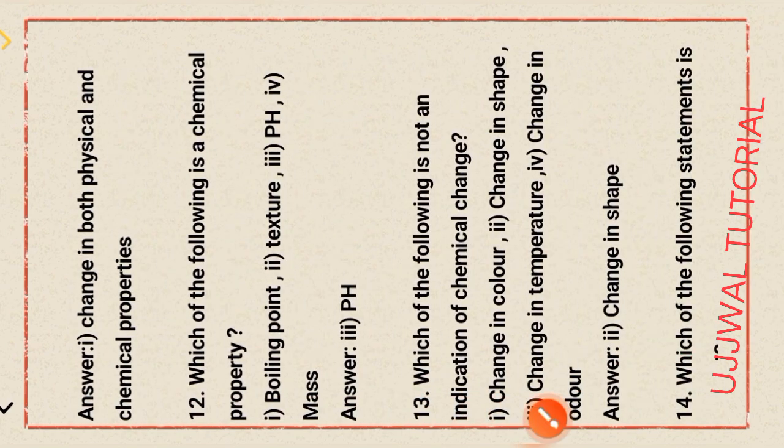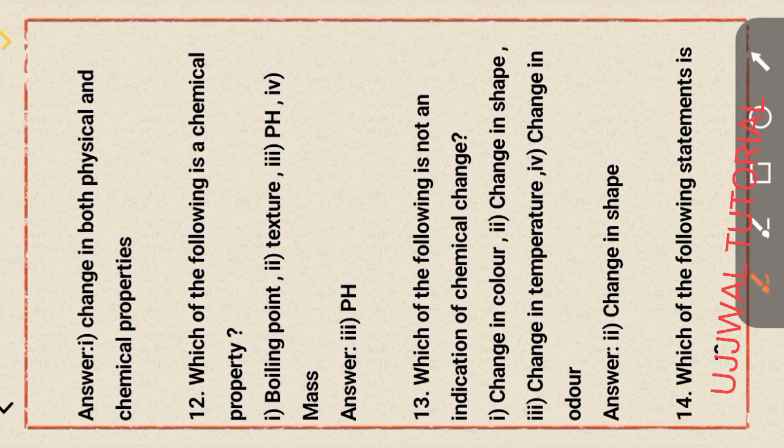Which of the following is a chemical property? That is pH. What is the pH? pH is the measuring scale of acid and base. Okay, this is the property of chemical changing property.